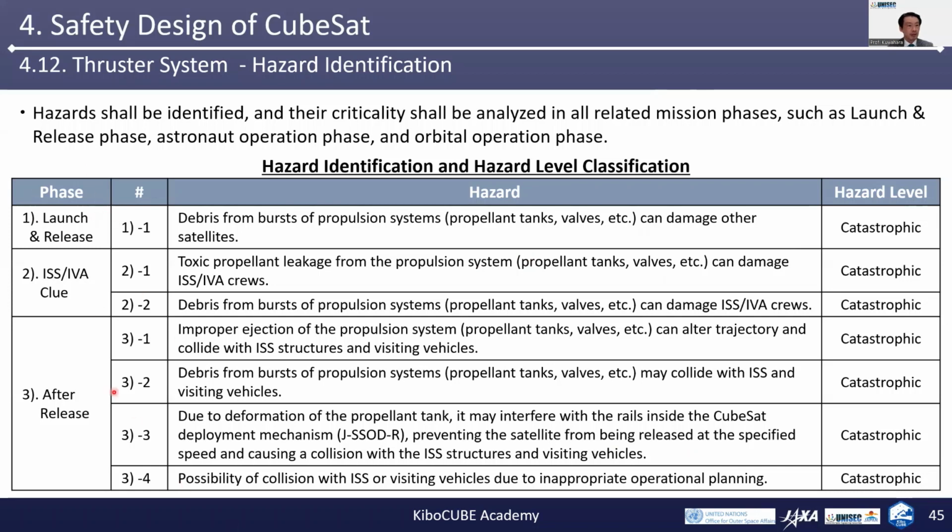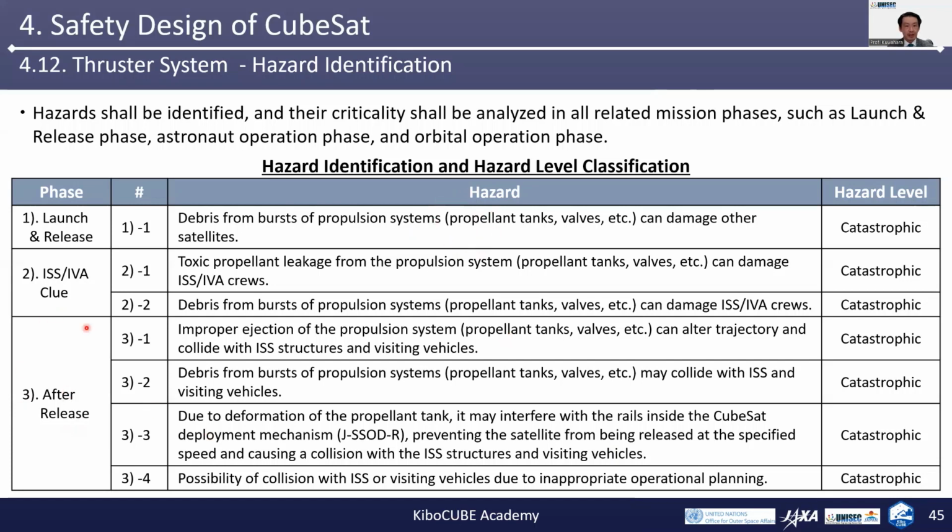And then for the second phase, the first one is that toxic propellant leakage from the propulsion system, such as propellant tank, valves, etc., can damage ISS or IVA, the intravehicular activity, crews. And the second one is that the debris from bursts of propulsion systems, such as propellant tanks and valves, etc., can damage ISS or IVA crews, which is the same as the above case 1.1.